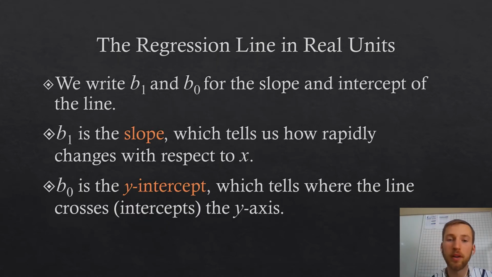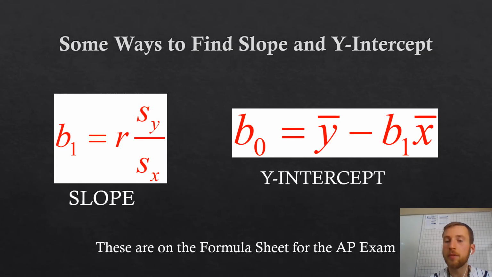So as I said before, B1 and B0 or B naught are our slope and y-intercept. B1 is our slope. That tells us how rapidly our y changes with respect to x. And B0 or B naught, that is our y-intercept. And it tells us where the line crosses or intercepts the y-axis. Now, typically from the context of a problem or just the information given in a problem, you will be given the slope and the y-intercept. We might talk about these closer to the AP exam, but on your formula sheet for the AP exam, there are two formulas. One will tell you the slope and one will tell you the y-intercept, if for some reason they are not given to you in the stem of the problem. But for now, don't worry too much about this.